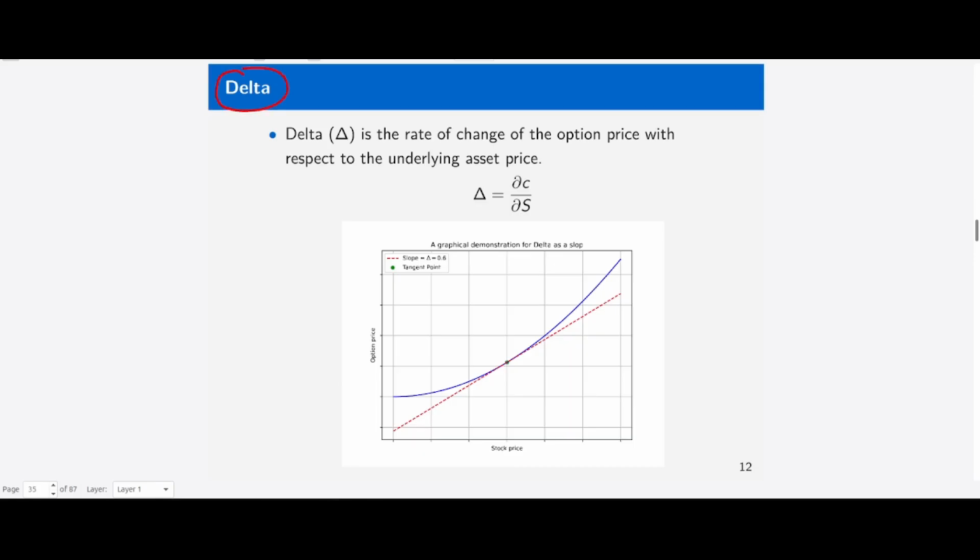The delta is the rate of change of the option price with respect to the underlying asset. That is, if C is the call option and S is the underlying asset, then the partial derivative of the call option with respect to S is denoted by delta. So in this diagram, the blue line is the stock price against the option price, and the dotted or broken red line indicates the slope, for example, at this point. The slope is just the rate of change of the call option with respect to the underlying asset. This measure is known as the Greek letter delta.